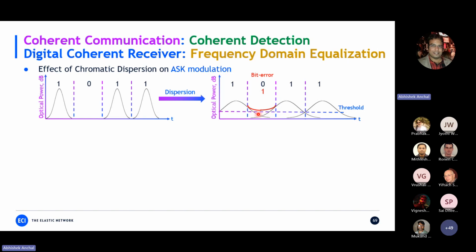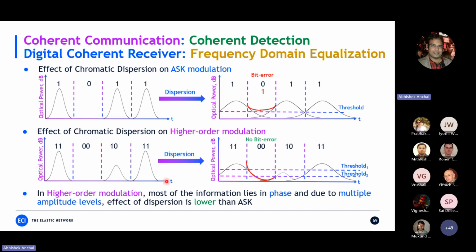So here there was no pulse, but some power is present, and so it can be detected as a 1. So the dispersion can cause a bit error. But for the higher order modulation, the chances are very low. First of all, the chances are anyway low because you have multiple thresholds. And second, because most of the information is in the phase. So intensity variation doesn't make much change for the bit error. So for higher order modulation, the dispersion doesn't affect much. It affects, but not much.